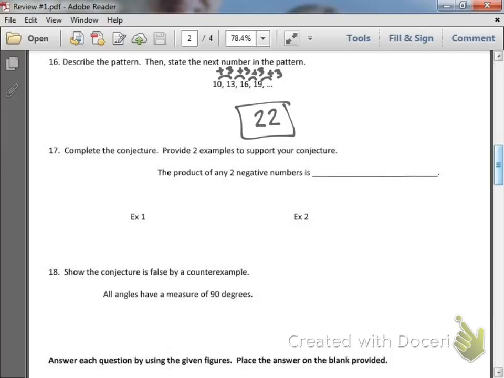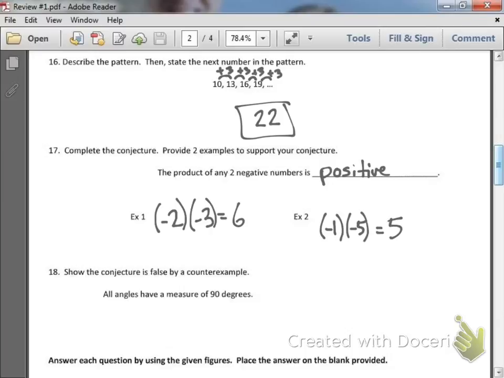Complete the conjecture. The product of any two negative numbers is positive, good. And then the way you would prove that, just give 2 examples. Pretty much any 2 negative numbers multiplied together should give you a positive number to show that that's true. Like negative 2 times negative 3 is positive 6. Or negative 1 times negative 5 is positive 5. Any 2 examples would work.